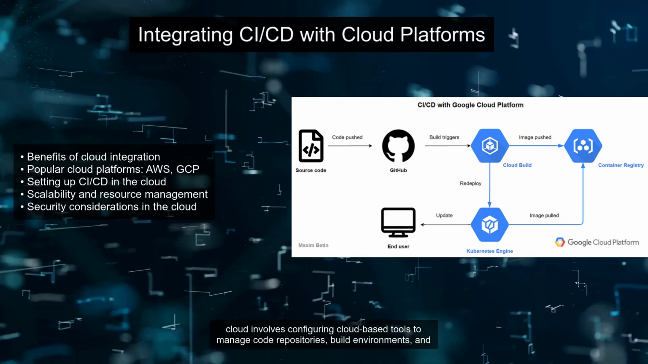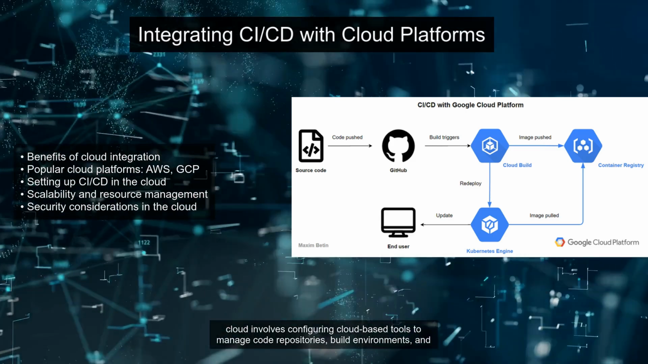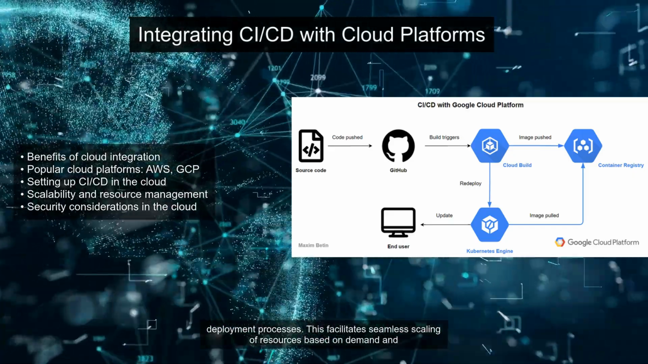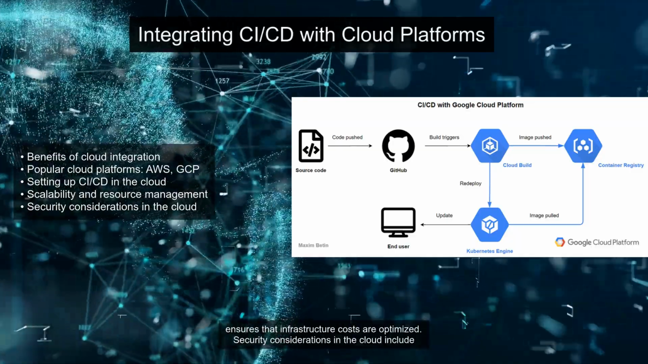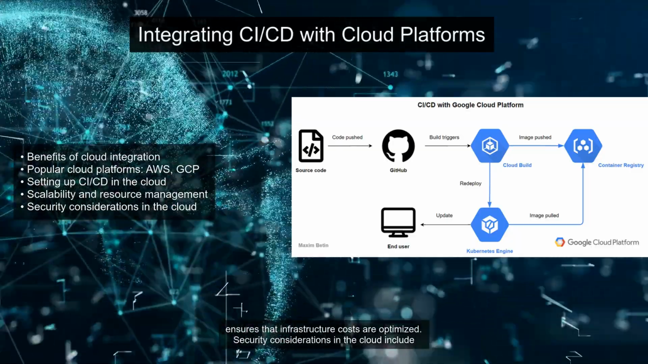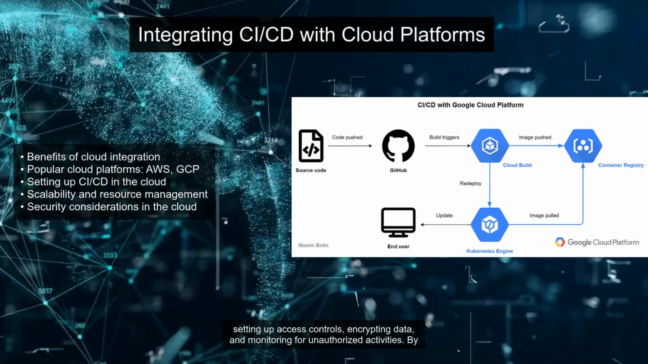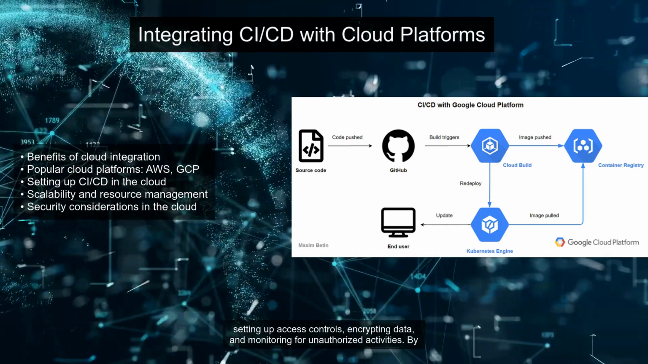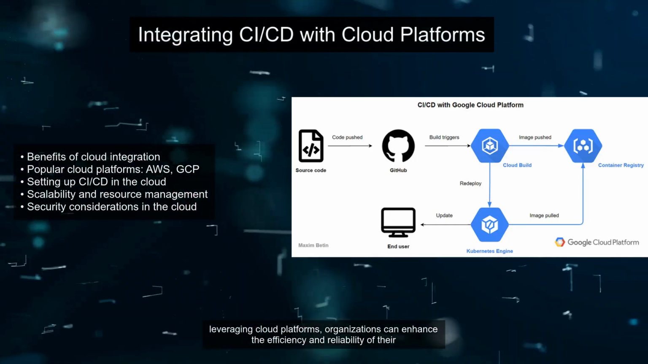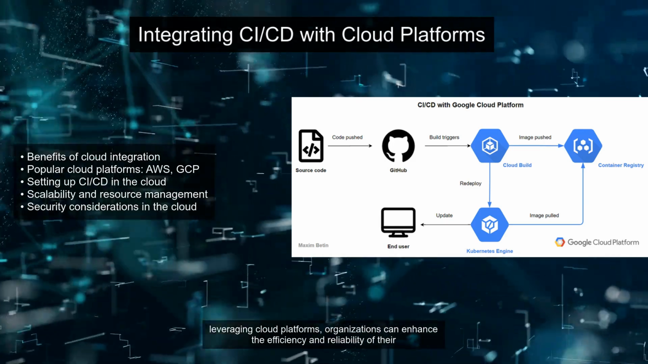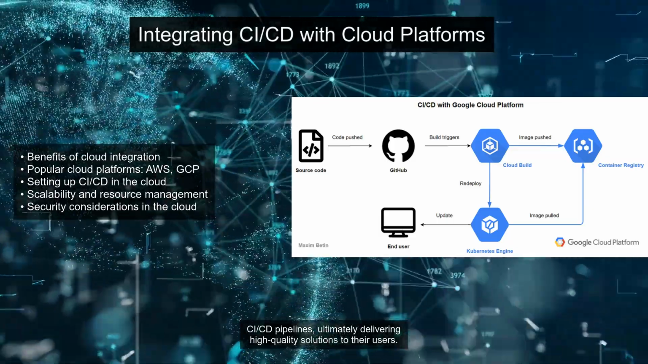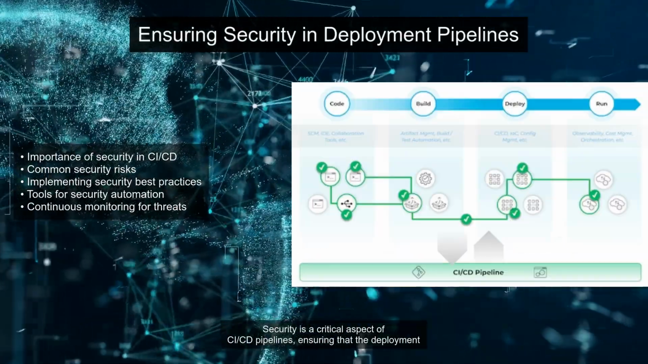Setting up CI/CD in the cloud involves configuring cloud-based tools to manage code repositories, build environments, and deployment processes. This facilitates seamless scaling of resources based on demand and ensures that infrastructure costs are optimized. Security considerations in the cloud include setting up access controls, encrypting data, and monitoring for unauthorized activities. By leveraging cloud platforms, organizations can enhance the efficiency and reliability of their CI/CD pipelines, ultimately delivering high-quality solutions to their users.